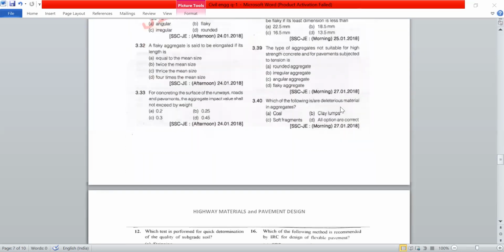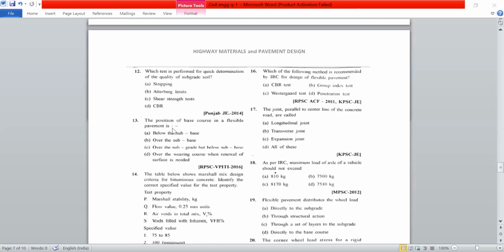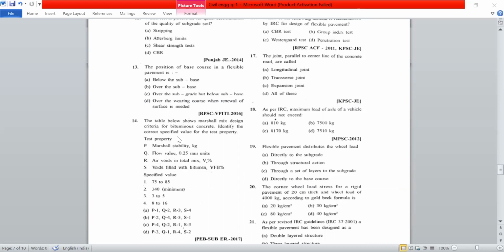Which of the following are deleterious material in aggregate? All the options are correct. So which test is used to determine the quality of subgrade soil? CBR. The position of base course in a flexible pavement is over the subbase.